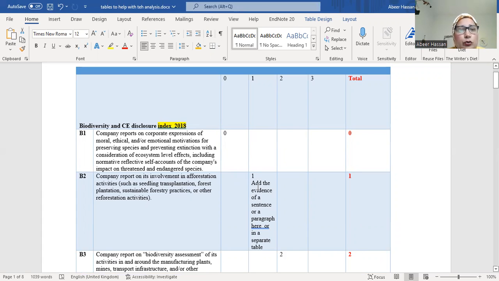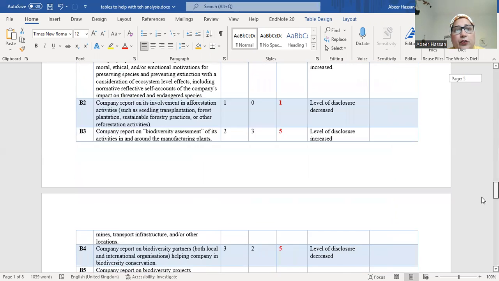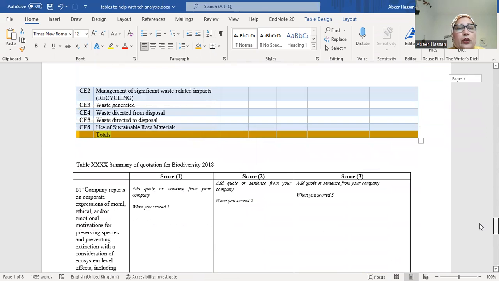Okay, do not forget, please, to add the evidence. So if you found a sentence, add the evidence here as a sentence, or as I told you in the support class, you have to create a separate table here for the quotation for each year as well. It's basically copy paste. You put the items and you add whether you scored them 1 or 2 or 3. Of course, if you scored 1, that means nothing in 2 and 3.